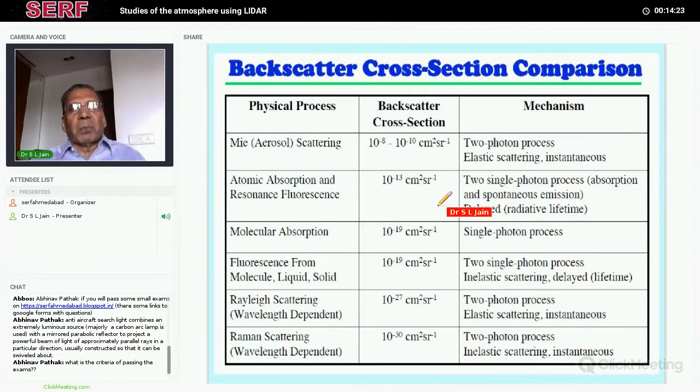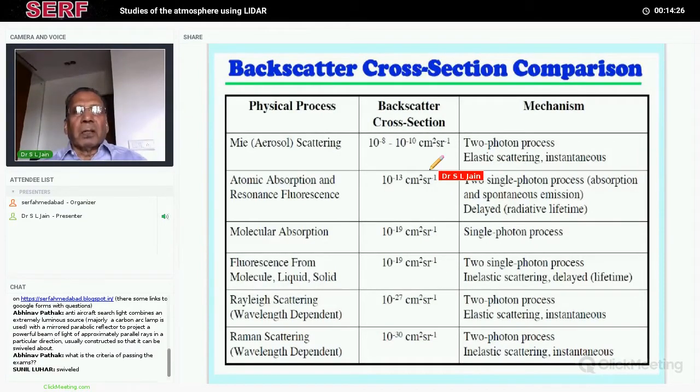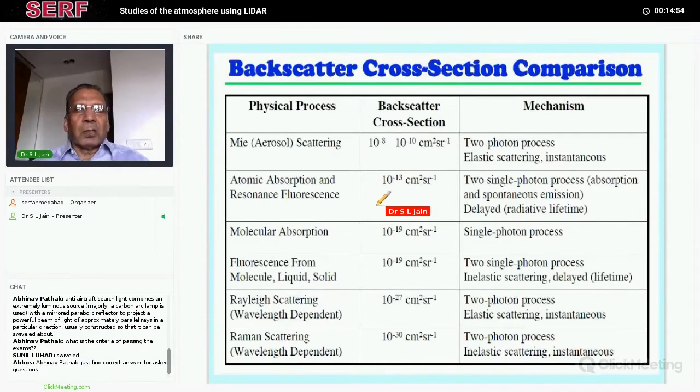So these processes are used for different types of applications in atmospheric monitoring. And here I am giving the backscatter cross section in centimeter square per steradian. You divide by the cross section in square centimeters and you get these parameters. So this is almost 2 to 3 powers less. So Mie scattering 10 to the minus 8 to minus 10, atomic absorption, molecular absorption, fluorescence, Rayleigh scattering, and Raman scattering. So these are the parameters.